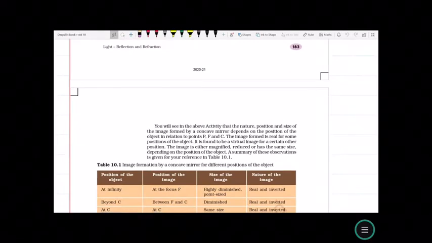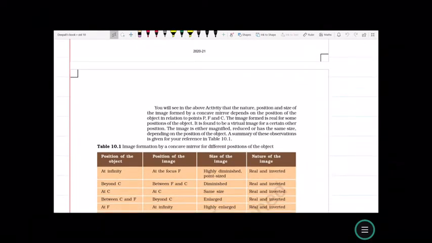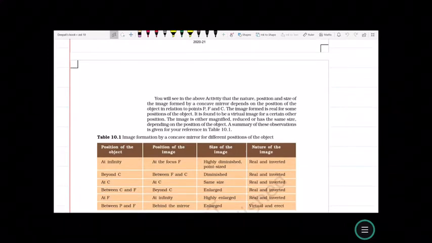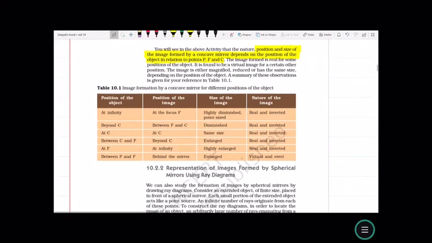We will see in the above activity that the nature, position and size of the image formed by the concave mirror depend on the position of the object in relation to the pole, focus and the center of curvature. The image formed is real for some positions of the object. It is found to be a virtual image for a certain other position. The image is either enlarged, magnified, reduced, or has the same size, depending upon the position of the object. A summary of these observations is given for our reference in Table 10.1.